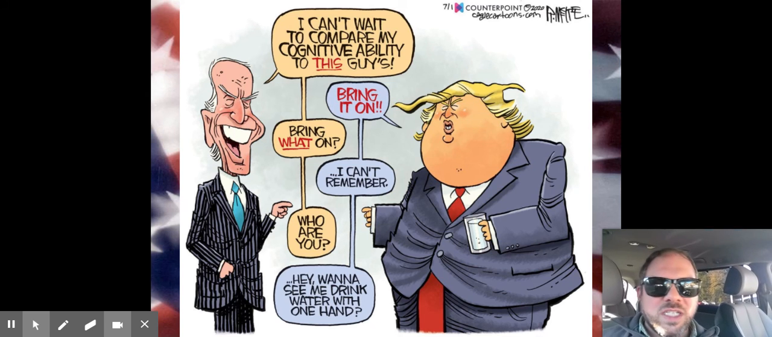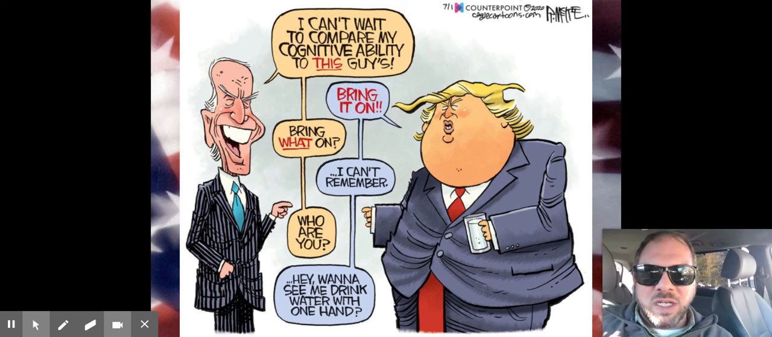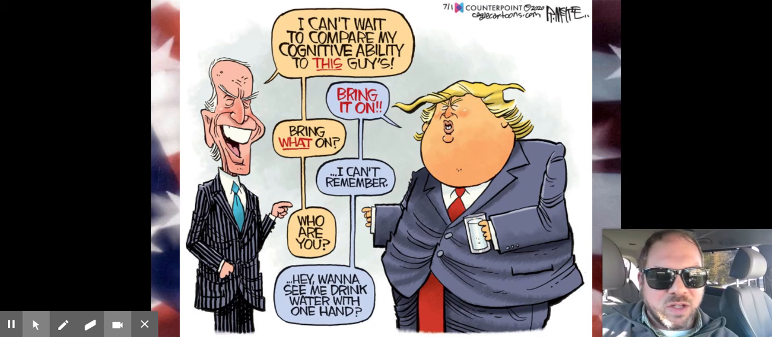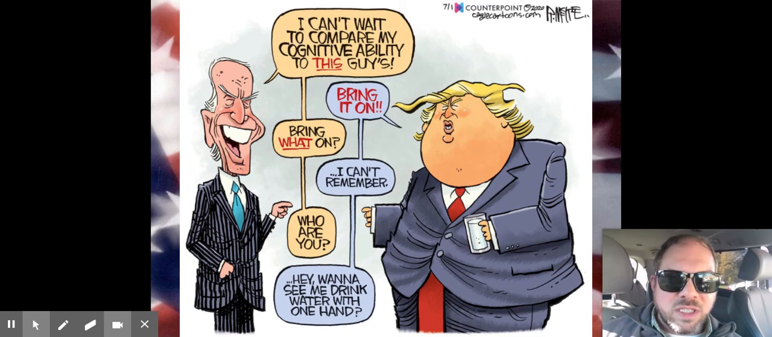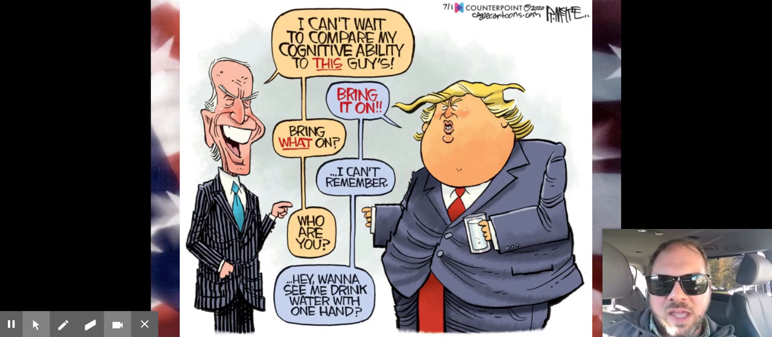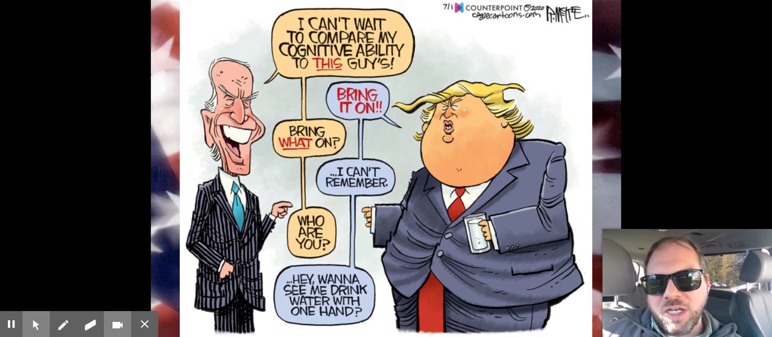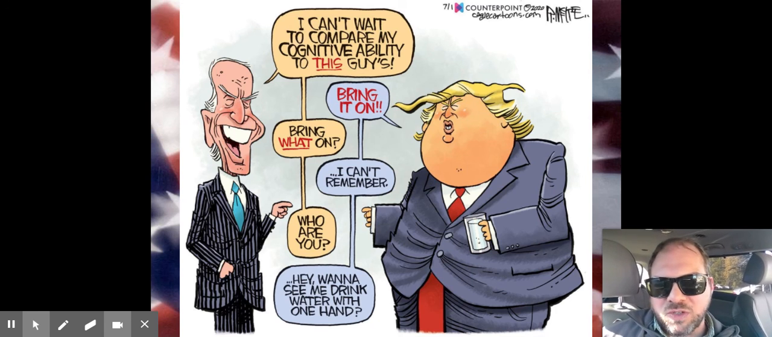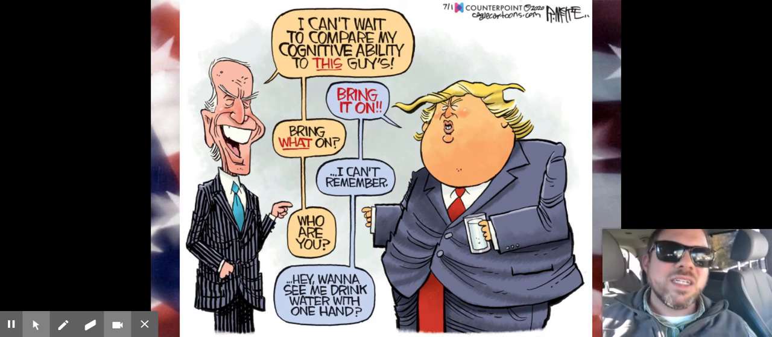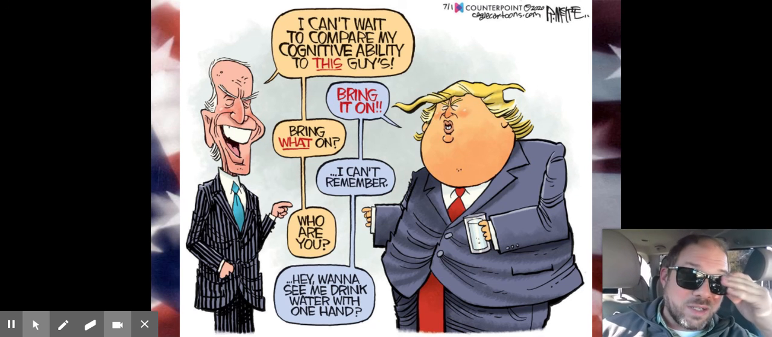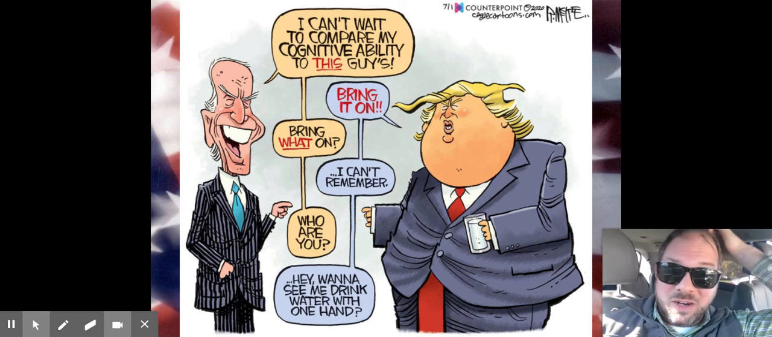All right. This is a modern one and our last one. And you have a funny looking Joe Biden and a big head looking President Donald Trump. And they are talking to each other. "I can't wait to compare my cognitive ability to this guy's." "Bring it on." "Bring what on?" "I can't remember," says Trump. "Who are you? Hey, you want to see me drink water with one hand?" This is not biased. It's actually making fun of both Joe Biden and Donald Trump.